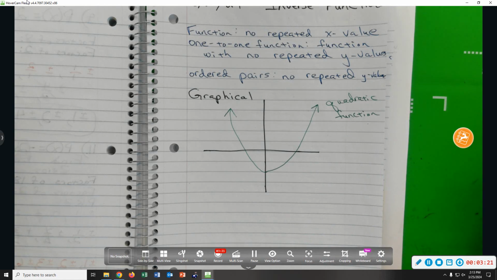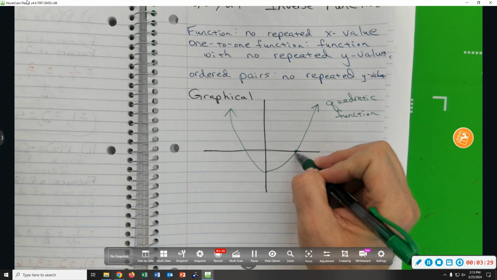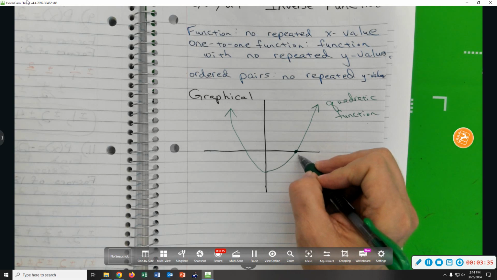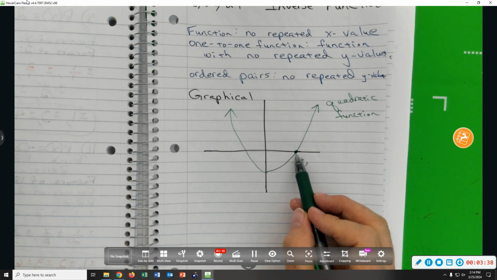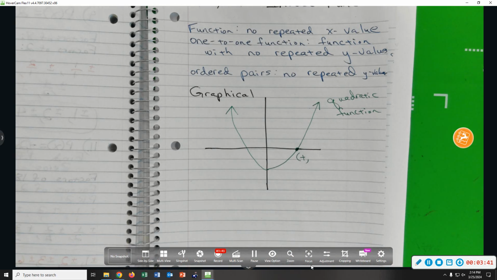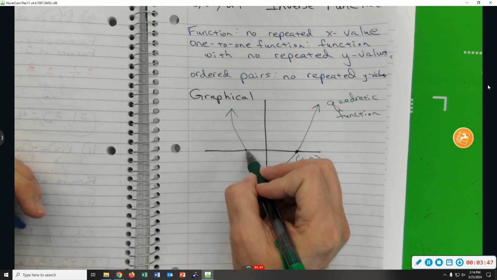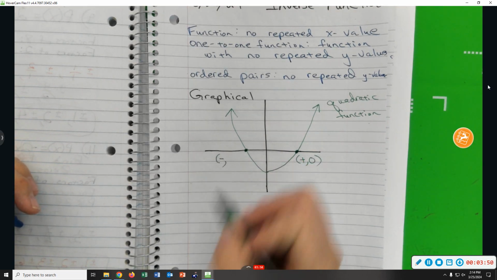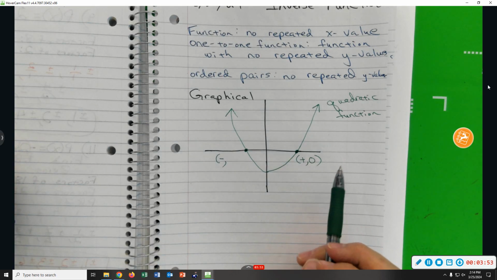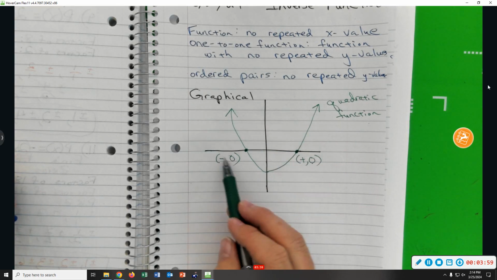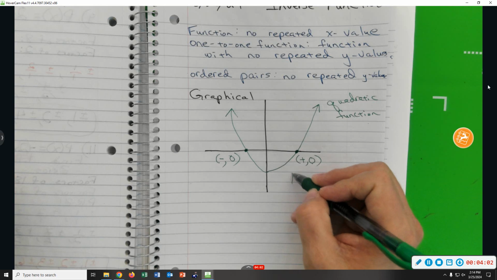What do y'all think? Do you think that has repeated y values? Look right here at the x-axis. I don't know what that x value is, but I know the x value is positive. What's the y value at that point? 0, okay. What about this ordered pair? The x value is negative. What's the y value? 0. We have repeated y values right there, so this is not one-to-one.